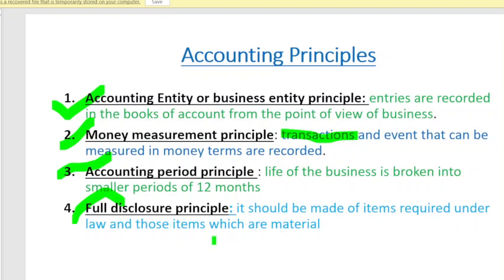Then full disclosure says that whatever the value of asset and whatever the important details that may affect the stakeholders or the shareholders of the business or the other parties or creditors and outsiders, everything should be disclosed. There should be transparency. Nothing should be hidden. Everything must be transparent.